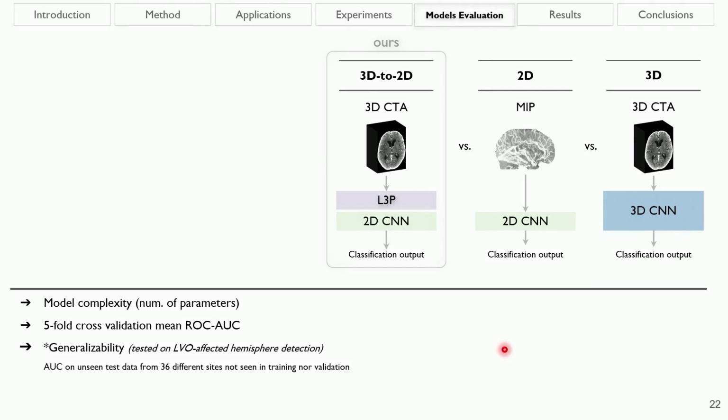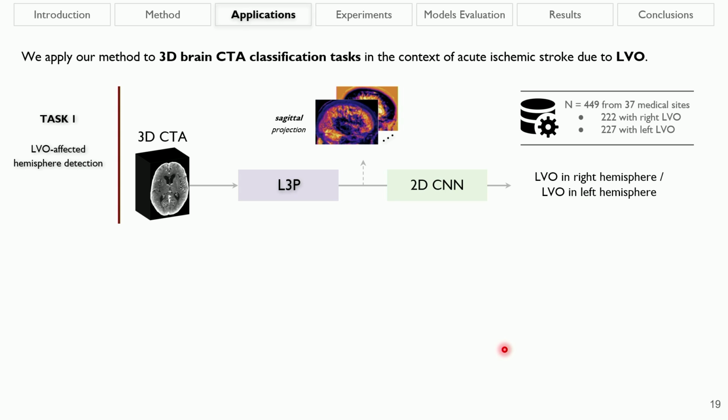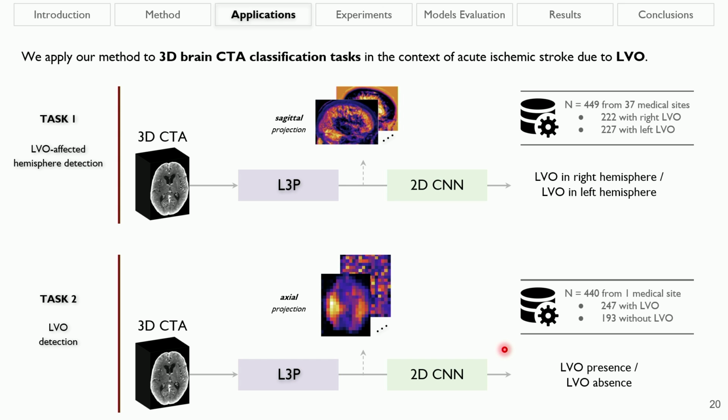Let me check. Yeah, for both tasks, we used subjects that had a CTA image. So that's actually the input for both tasks. It's a CT-Angiography image. For the feasibility task, the number of data that we were working with is 449 CTAs, some with an LVO on the right hemisphere and some others with an LVO on the left hemisphere. And for the LVO detection also, we had 3D CTAs of 440 subjects, some with LVO and some others without an LVO.